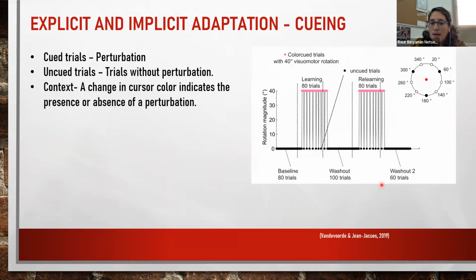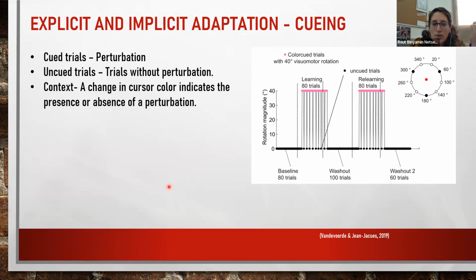We use the same task as Wendell Wurde and JJ from their work in 2019. In this paradigm, you have two kinds of trials: cued trials and uncued trials. The cued trials are trials with perturbation. These are the trials in the learning block and the relearning block. And the uncued trials are trials without perturbation, and these trials appear between the cued trials, inside the learning block.